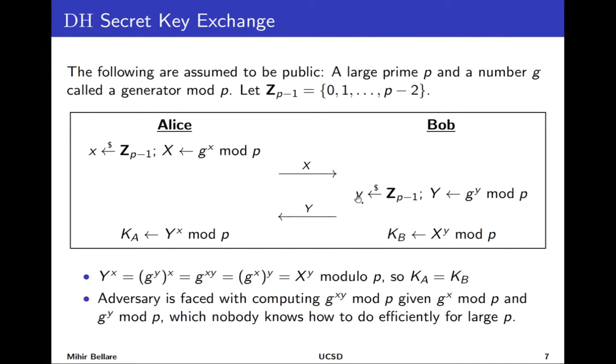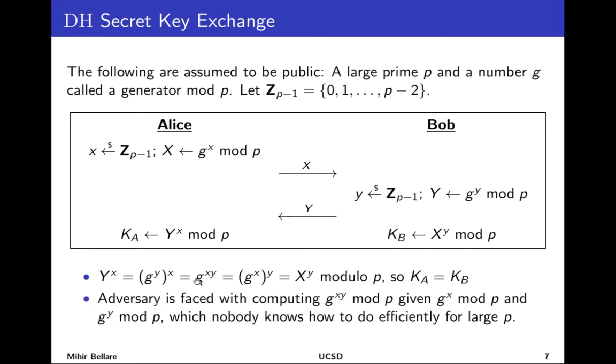Bob will perform similar steps. He'll pick a random number y from this set Z_{p-1}. He'll raise g to the power y and take the result modulo p. And that results in big Y, which is sent over to Alice over here. Now Alice takes the thing that Bob sent and raises it to the power little x. Bob correspondingly takes the thing that Alice sent and raises it to the power little y. And the magic of the math or algebra is that these two values are equal.